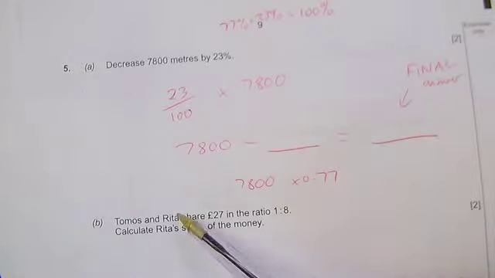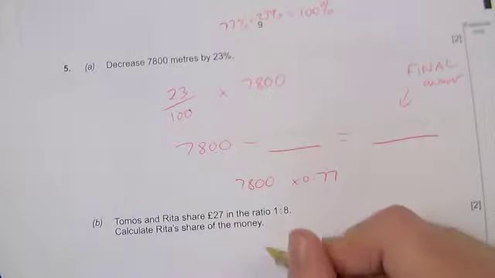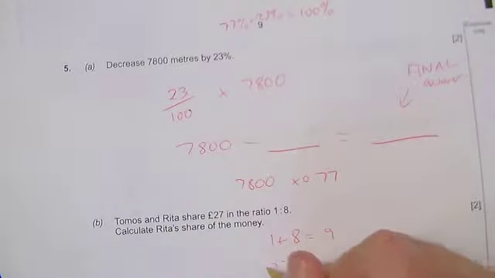Okay? Tom and Rita share £27 in the ratio 1:8. Again, pretty standard marks. Make sure you can get them. We'll do this in literally like 20 seconds. Add them together. Divide the amount of money by that. That's £3 for 1 share.